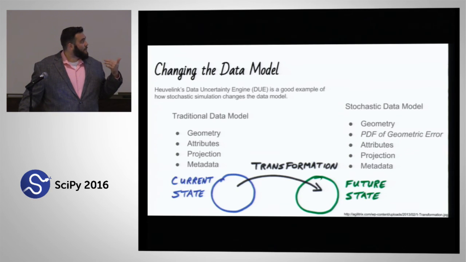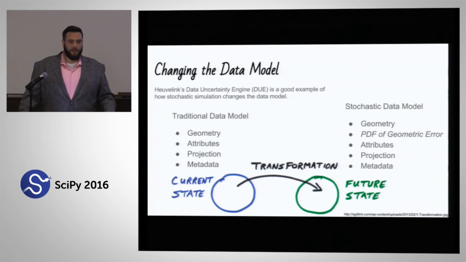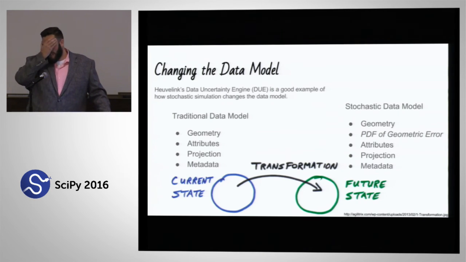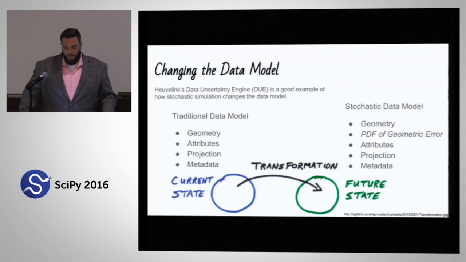Hoivelink and their group have been working on the data uncertainty engine for a while now, and that's exactly what they're doing on the vector data front. They're taking shapefiles and encapsulating these functions, and then every operation is run through a stochastic process. So we're trying to work on something similar as a starting point for raster data, is where we're at.